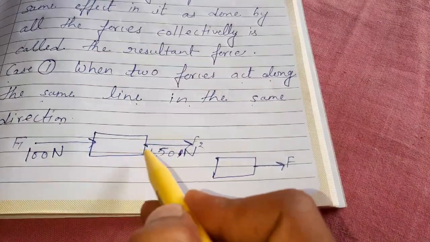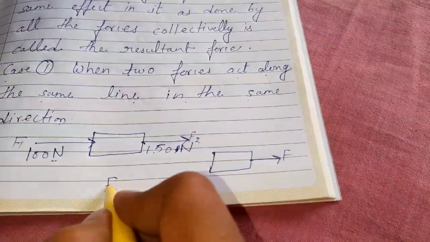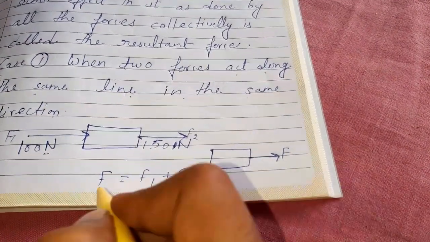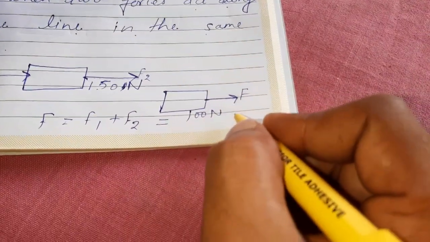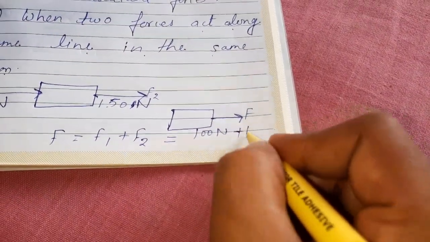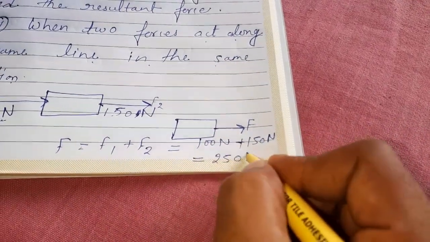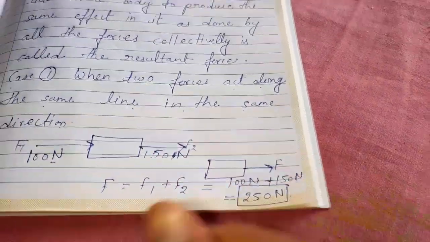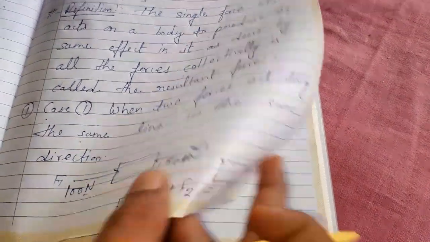So this one and this one add to the resultant force. F is equal to F1 plus F2. So 100 Newton plus 150 Newton is equal to 250 Newton. This is the resultant force of this object. So this is case number one.